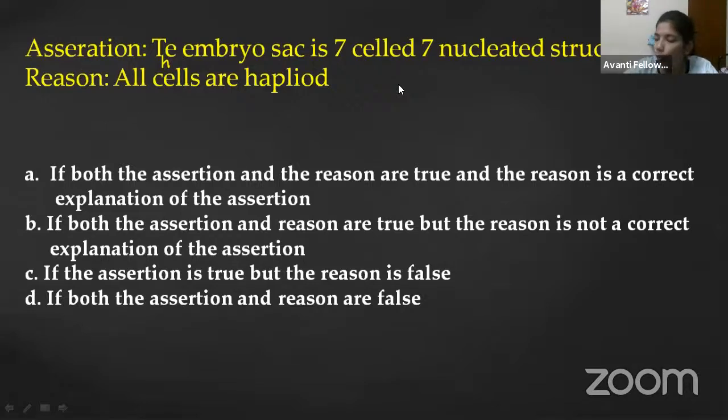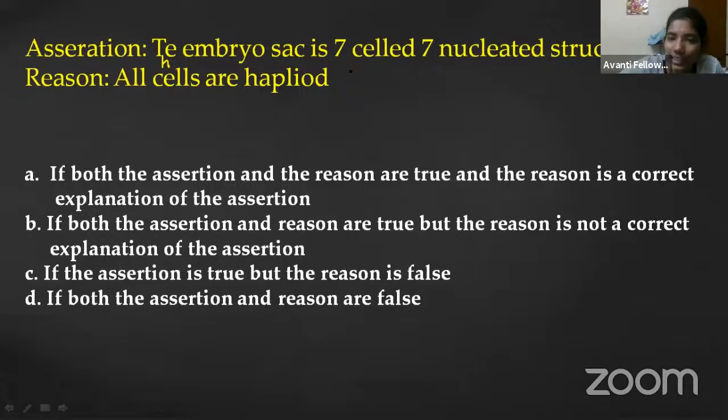Yes, I'm ending the poll and the results are like this. Variety of results, I mean diversification in the results. 14% option A, 25% chose option B, 14% option C and 46% chose option D. Okay, I'm stopping sharing the results.